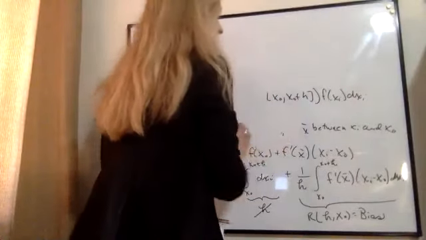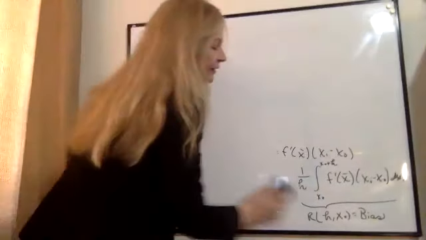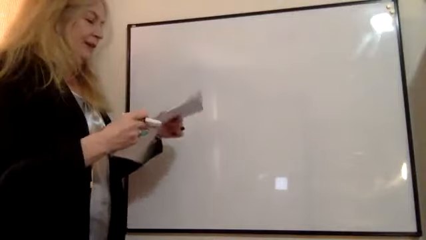Let me just say something right quick. In analyzing these terms, it turns out that the main condition required for the bias to shrink to 0 is that h has to go to 0. That's going to be what we show.